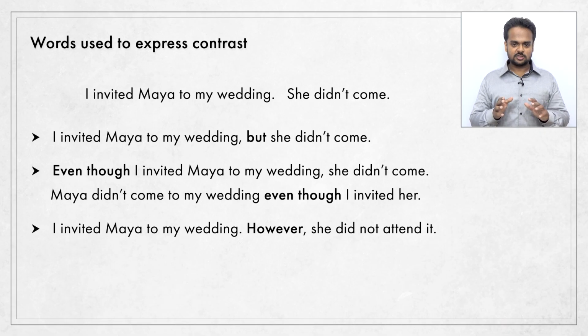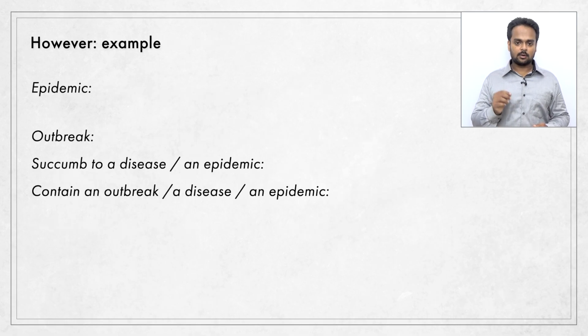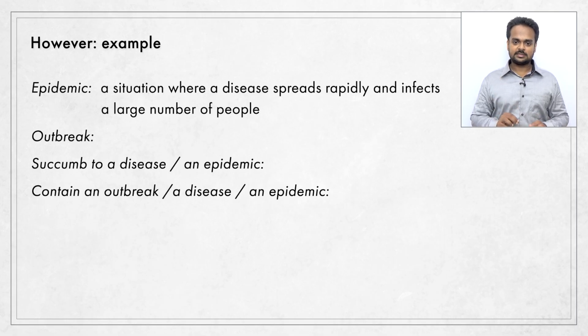In fact, in this wedding situation, however is not a good fit because in spoken language, we don't often use however. It's more common in writing. So let's look at an example of written language using however. To understand the example, you will need 4 vocabulary items. The first is epidemic. This means a situation in which a disease spreads rapidly, that is, fast, and infects a large number of people. Some examples are a cholera epidemic, a flu epidemic, a typhoid epidemic, etc.